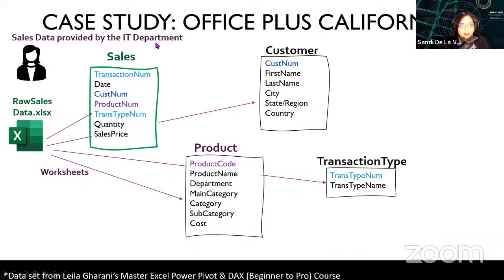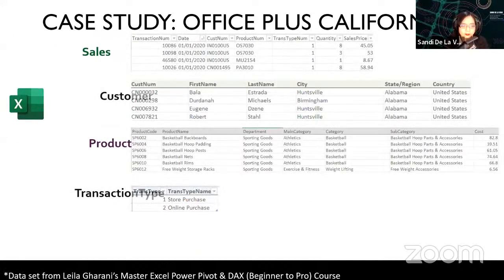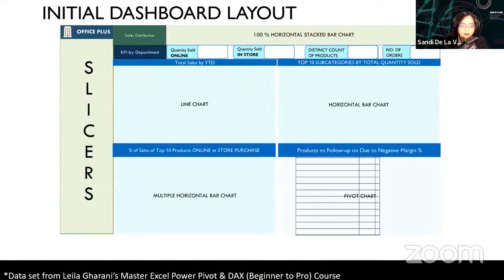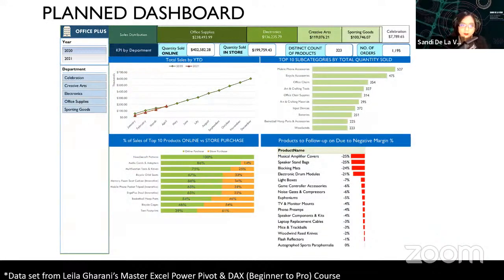With the data provided by the IT department, you will see the data is separated into multiple worksheets like the product worksheet, customer worksheet, and the transaction type worksheet. So you can use DAX in Power Pivot in order to combine all these worksheets into one. Upon looking at the data, we can say that we can answer the business questions, and we have designed our initial dashboard layout using the template provided. And if you follow along, this will be our final output of our dashboard.